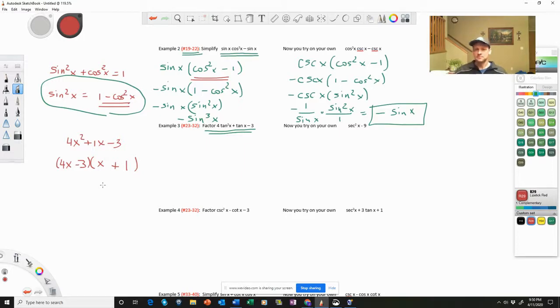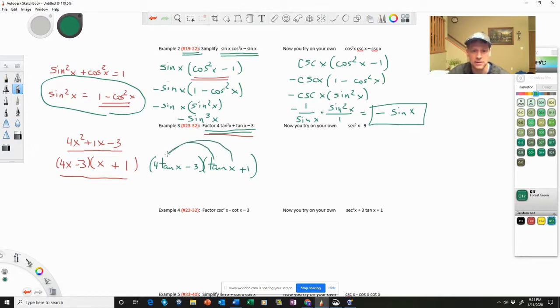Think about that for a second. Now, if this trinomial factors into this, then this trinomial is going to factor into 4 times the tangent of x minus 3 times the tangent of x plus 1. You try it. Try FOILing this. Try multiplying this times this, this times this, this times this, this times this. See what you get. I promise you'll get that. Pause the video once again, and you try it yourself.